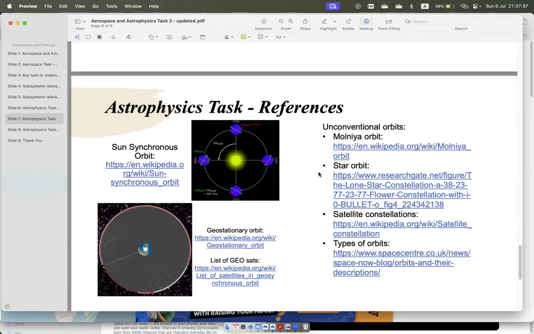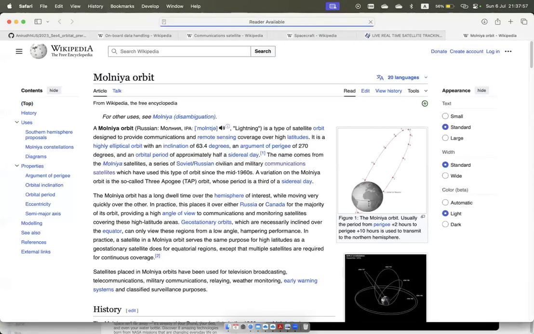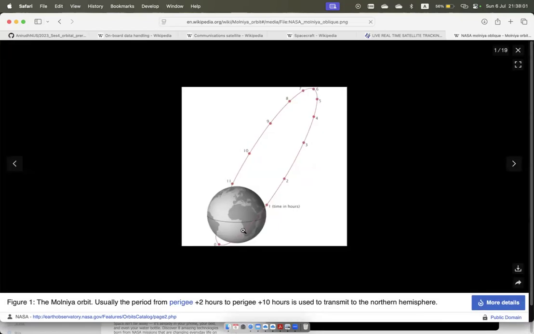There are unconventional orbits like the Molniya orbit, the star orbit, and other types of orbits. In particular, I'll talk about the Molniya orbit. This particular one is very long on one side and very short on the other. You see this particular one here: the satellite over here is very close to Earth, and then on the other side it's very, very far away.